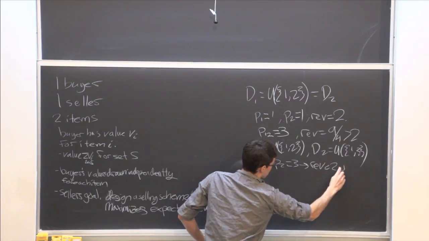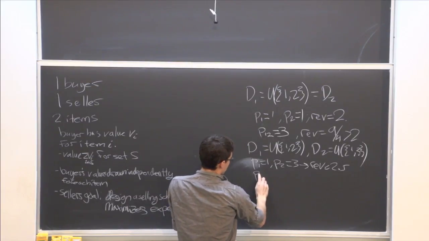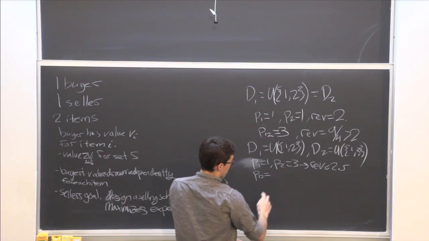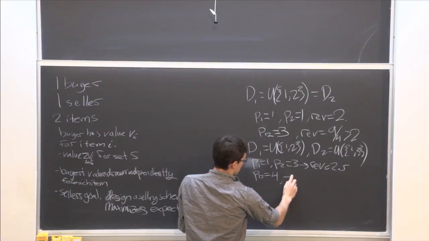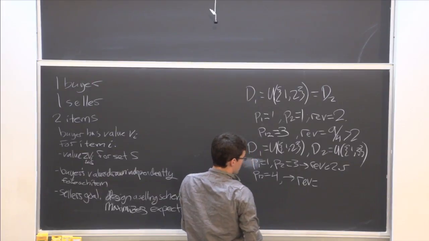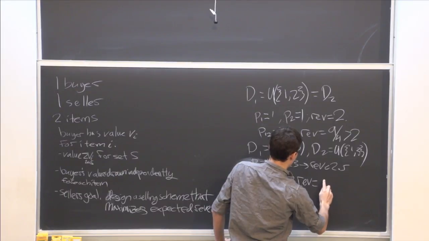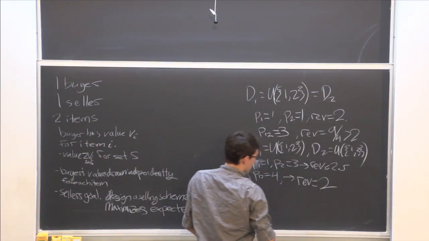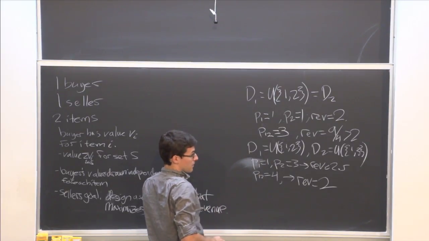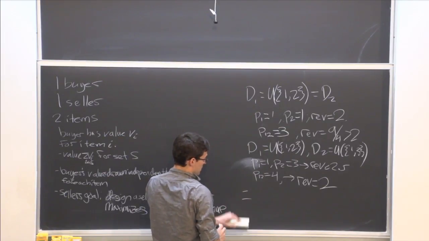and this will give you revenue 2.5. Another thing you can do is you can set P12 equals, I think 4 is the best, and this will give you revenue, maybe you can do better. This will give you revenue 2. And something better you can do in this case actually uses randomization. So what you can do is you can offer the bidder the following 2 options.